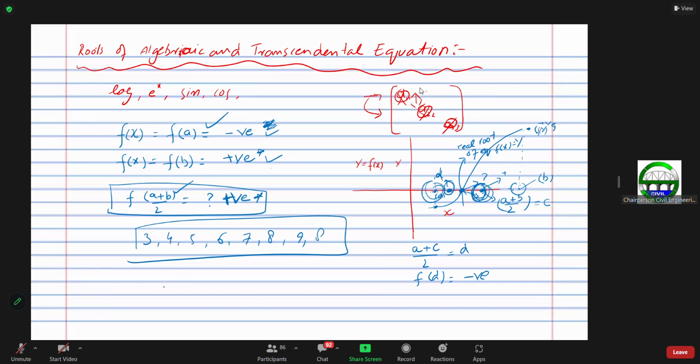Or it can say that your answer should be precise at 10 raised to the power minus 3. It should be precise, like 10 raised to the power minus 3. Okay? So this is basically the theory of the roots of algebraic and transcendental equations.